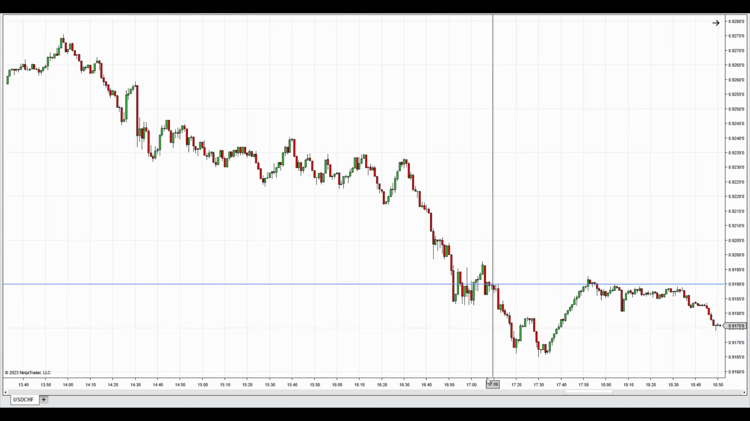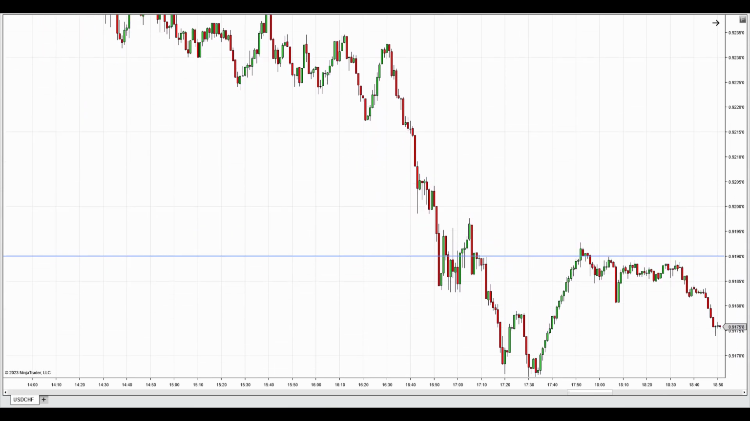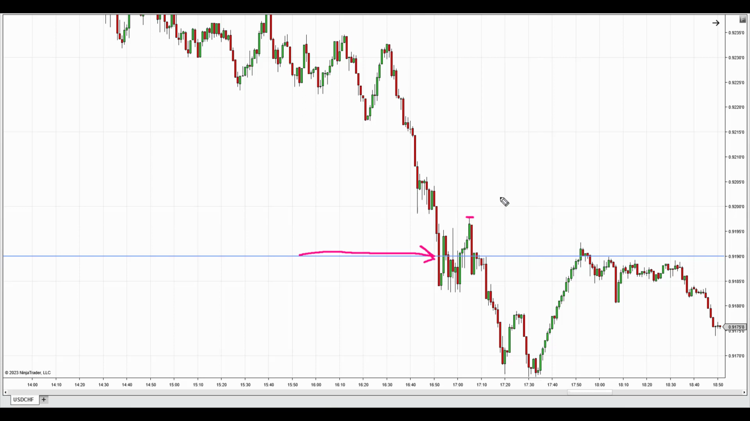Well, actually there wasn't too much of a reaction. This level didn't really work out well. This was the level at 91.90. This is where the price hit it. The price made it to 91.97.6 right here. So reaction was only 7.6 pips.